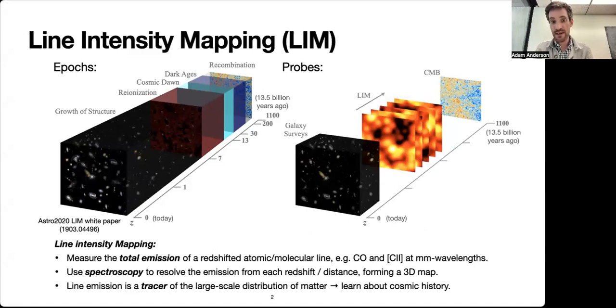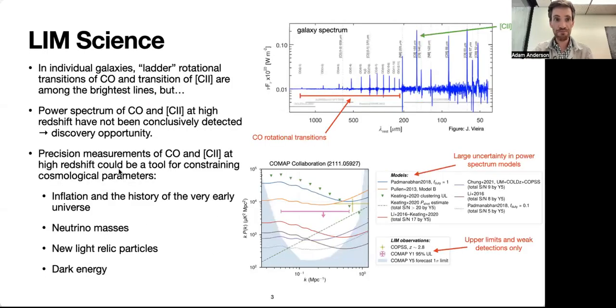The emitting matter is itself a tracer of the large-scale distribution of matter in the universe, and so therefore you can learn and infer what that distribution looks like, and thereby learn about cosmic history, learn something about cosmological parameters. And this turns out to be better at probing the high redshift structure of the universe than galaxy surveys, which have to threshold on individual galaxies.